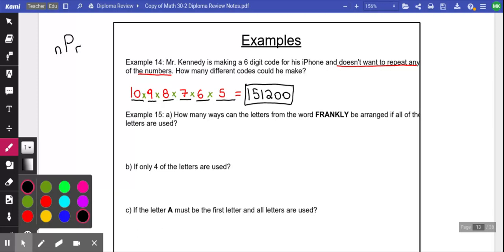The N and the R represent numbers. The N represents the number of things you choose from, or the number of, let's say, options.